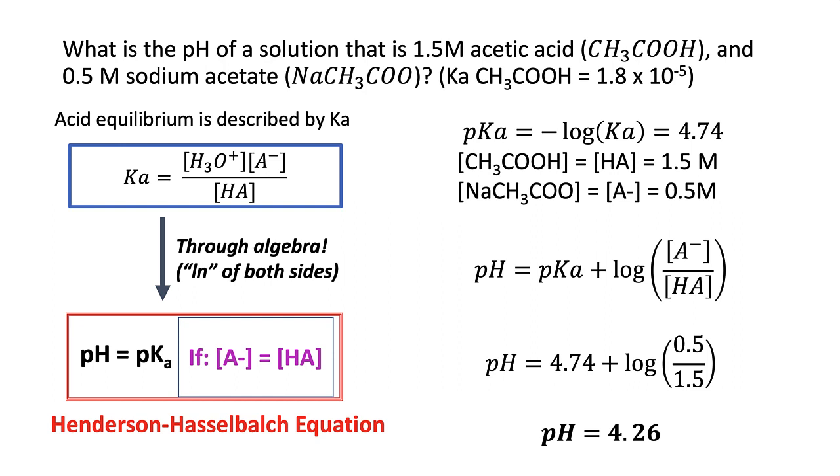Note as well that when we have this buffer, we have more acid than base. We have 3 times as much acetic acid as we do sodium acetate. And therefore, it's more acidic than we would expect, and the pH is a little bit lower than the pKa because there's more acid. Having more acid brings the pH down. That's a great way to predict these problems as well.